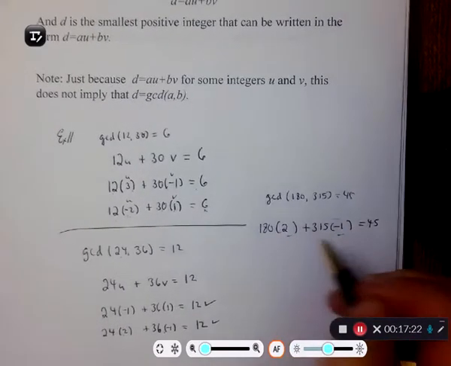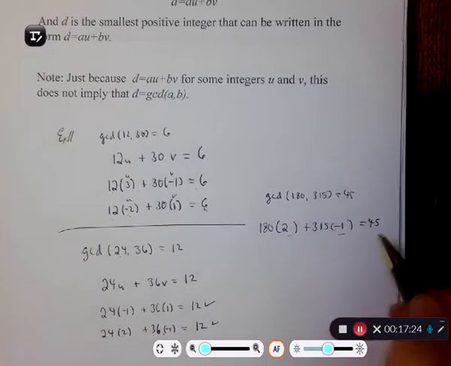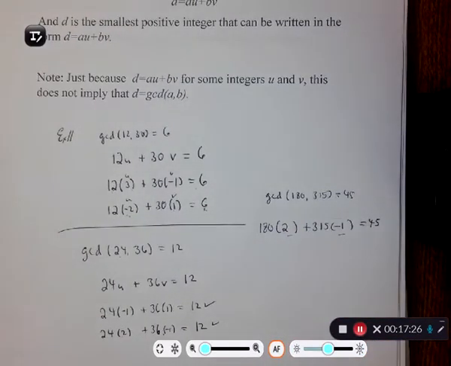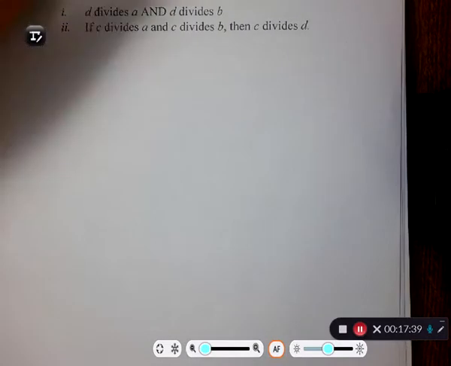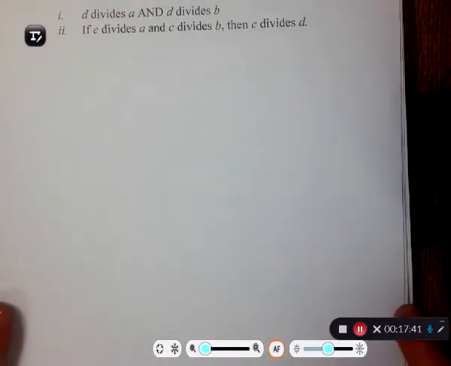And there are more u's and v's than just 2 and negative 1 that will do it for me, but hopefully you can get these rather quickly. But when you can't, there's another algorithm that we're going to be talking about. So if we come over here, now we're going to talk about Corollary 1.3.